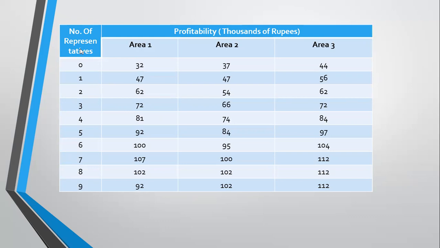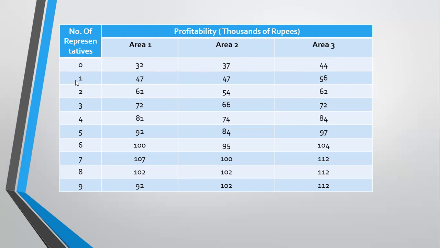So I told you the data are given in the table. The profitability cost is measured in thousands of rupees. The number of sales areas to be covered is 3 and the total number of sales representatives is 0 to 9. So how to read this table? Suppose there is no salesman allotted, say 0. In area 1, the profitability cost allotted is 32,000 rupees. Similarly for area 2, 37,000 rupees. Then for area 3, 44,000 rupees.